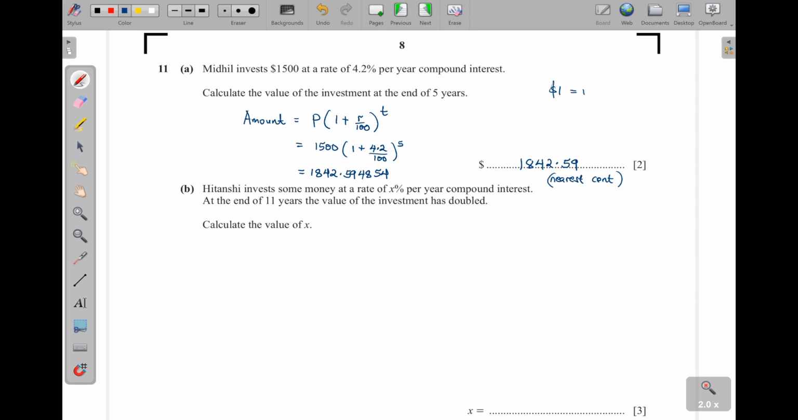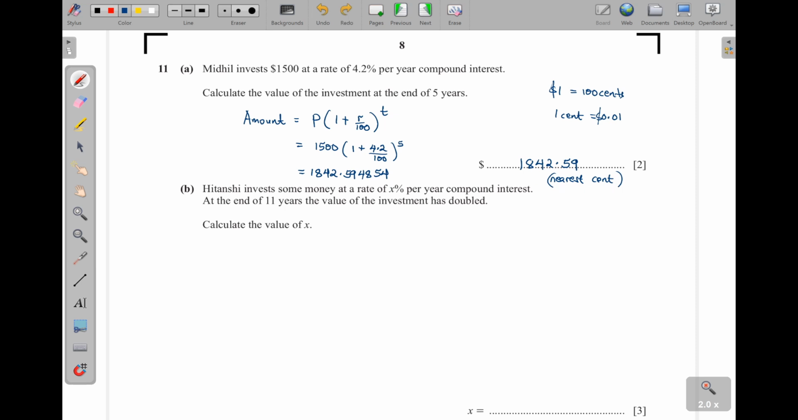You know that $1 is equivalent to 100 cents. Okay, so usually money in dollars, we write it to 2 decimal places. So in other words, 1 cent is equivalent to, you get this one divided by 100, which is 0.01 dollars. So these are 2 decimal places. So when they say nearest cent, that's what it means.